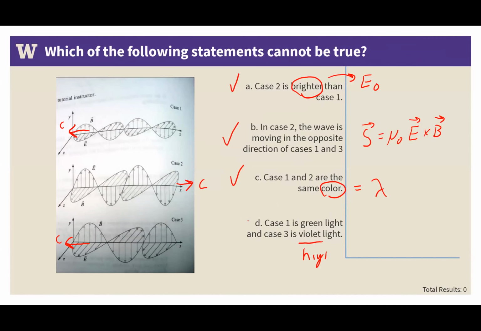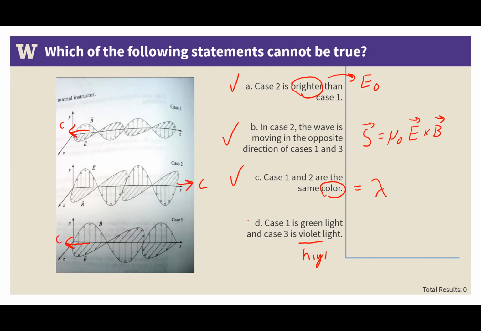All right, so let's go back to some of these electric field concept questions. In one case, I've got these three waves, right? Case 1, case 2, case 3, and I ask about these three statements. So let's look at these in order. A is that case 2 is brighter than case 1. Brightness, and the way we see brightness, has to do with the amplitude of the wave. Case 2 does have a larger amplitude than case 1, so that makes sense. Case 2 is brighter.